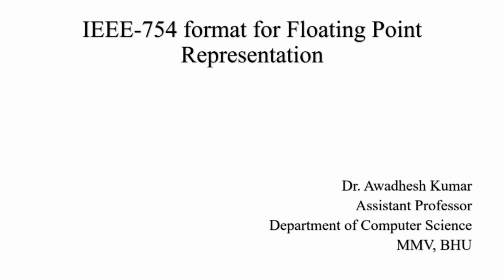Today we cover a lecture in which we discuss the IEEE 754 format for floating point representation. Actually there are two types of representation. One is the fixed point representation of a number and another one is the floating point representation of a number. When we use a fixed point representation, we can represent fewer numbers, and when we use the IEEE 754 standard for representing floating point numbers, we can represent more numbers with the help of floating point representation.